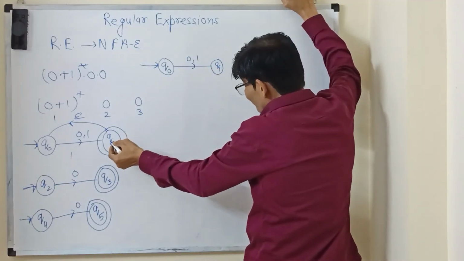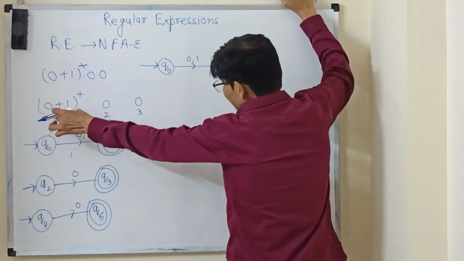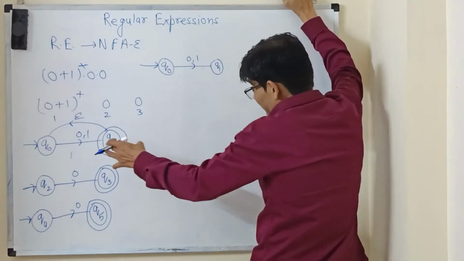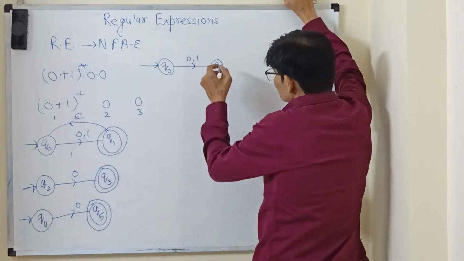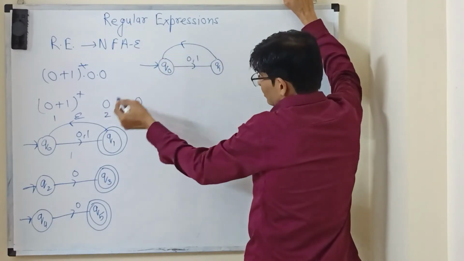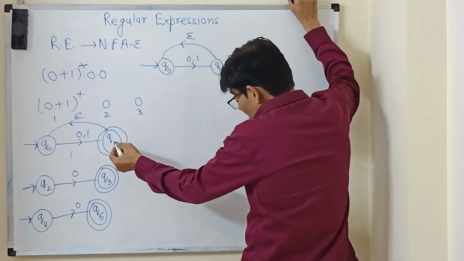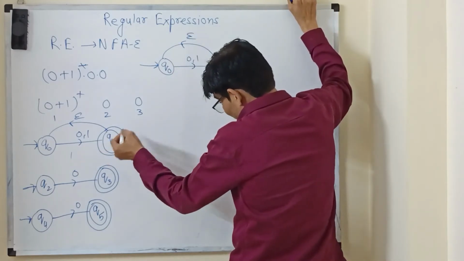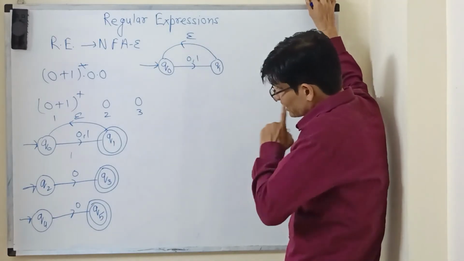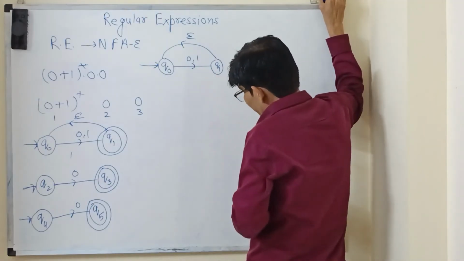Now, this would not be the final state, because it is only accepting the first part of the regular expression. So, this must not be the final state. It will have all the transitions of this machine, but only the final state will not be there in this machine.